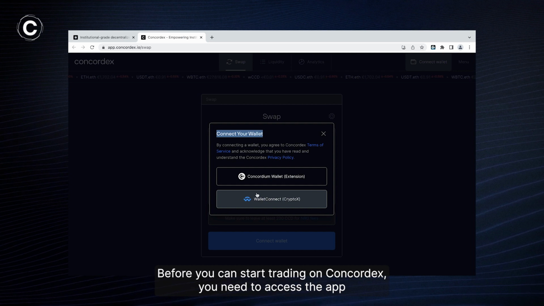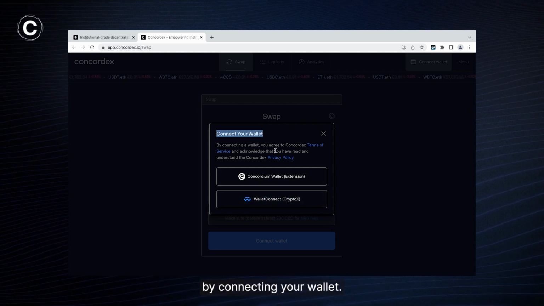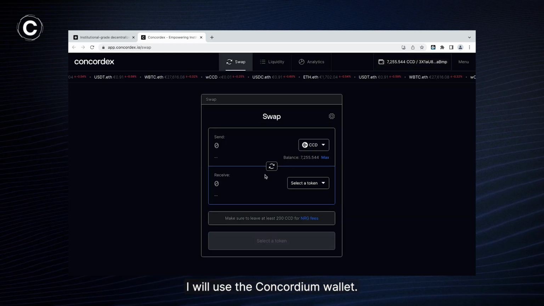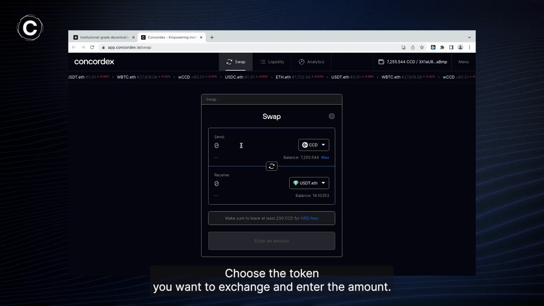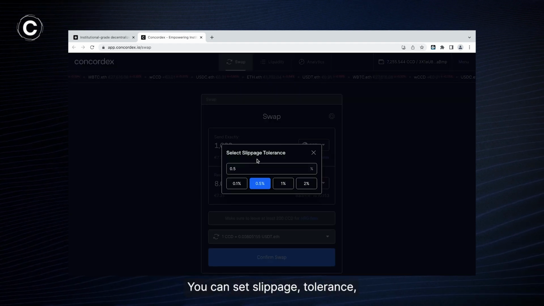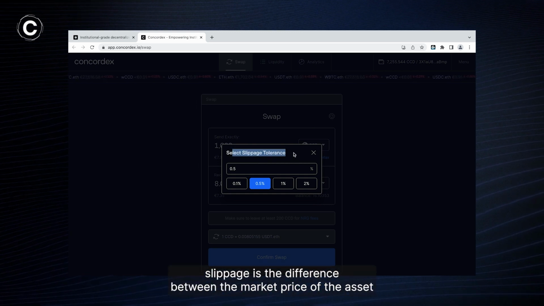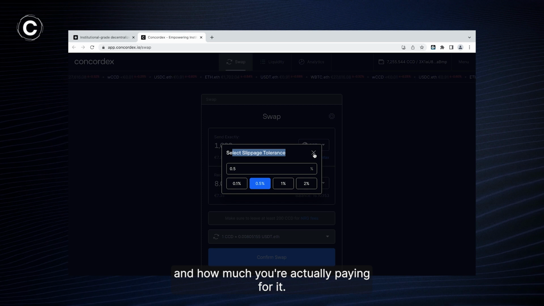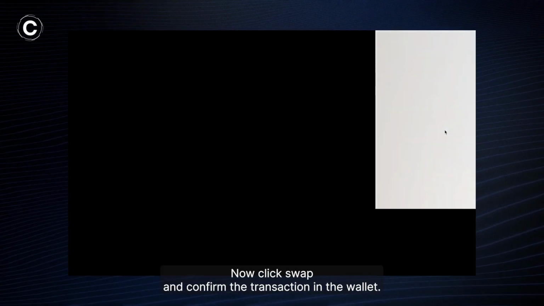Before you can start trading on Concordex, you need to access the app by connecting your wallet. I will use the Concordium wallet. Now that you're connected, you can start performing swaps. Choose the token you want to exchange and enter the amount. If you want, you can set slippage tolerance. Slippage is the difference between the market price of the asset and how much you're actually paying for it. Now, click Swap and confirm the transaction in the wallet.